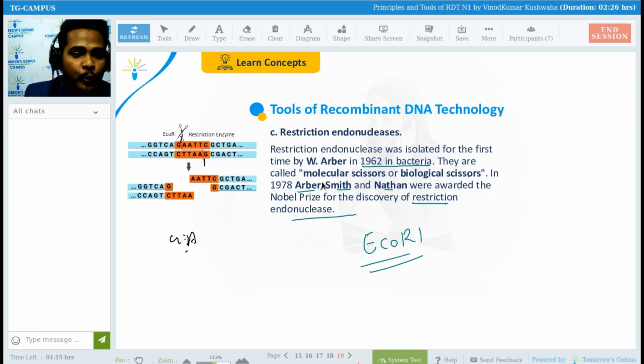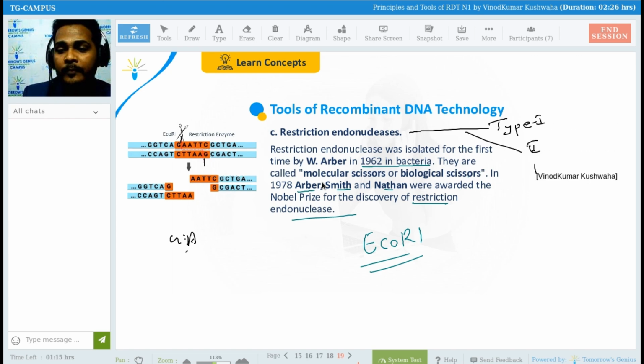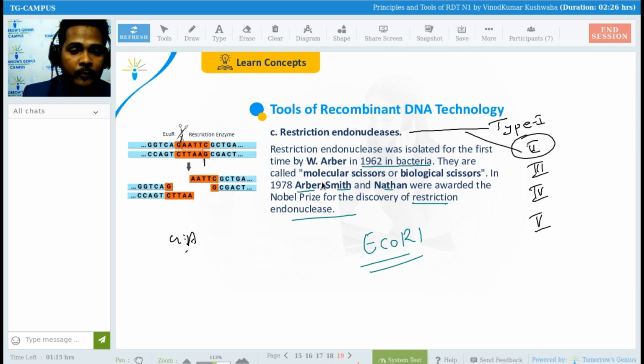Now basically only restriction enzyme type 2 is used in gene manipulation, for two reasons. There are different types of restriction endonucleases, as I told you: type 1, type 2, type 3, like that. Restriction type 1, 2, 3, 4 and 5. But out of all 5, type 2 is very important. Why is it very important? Because only restriction enzyme type 2 is used in gene manipulation, right? Why?